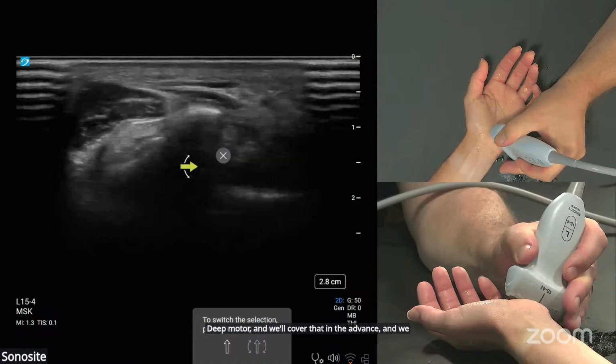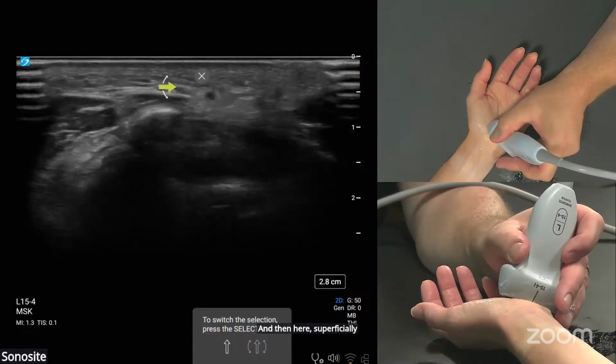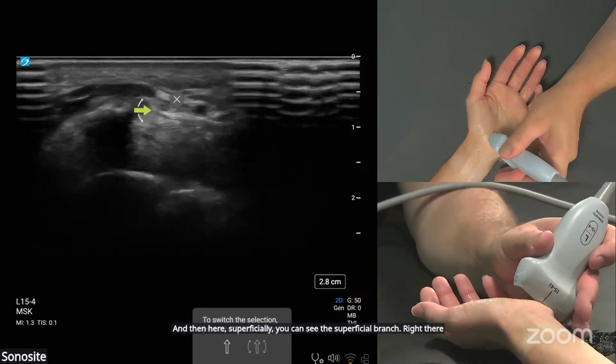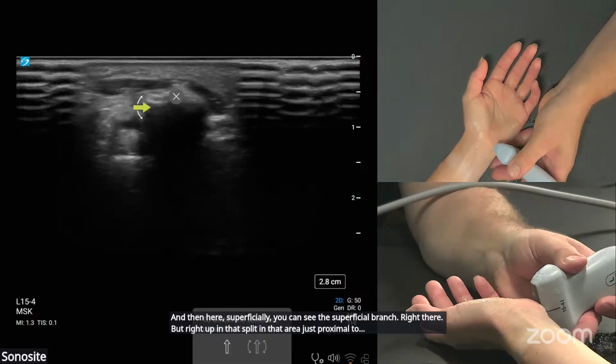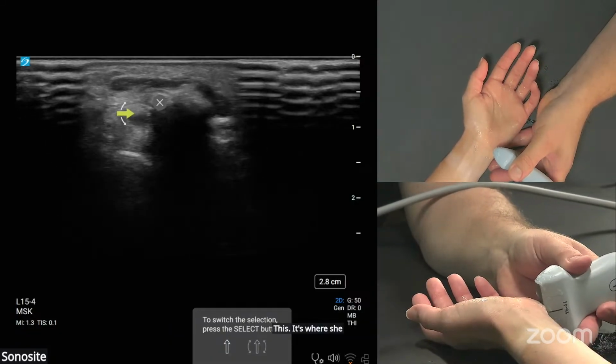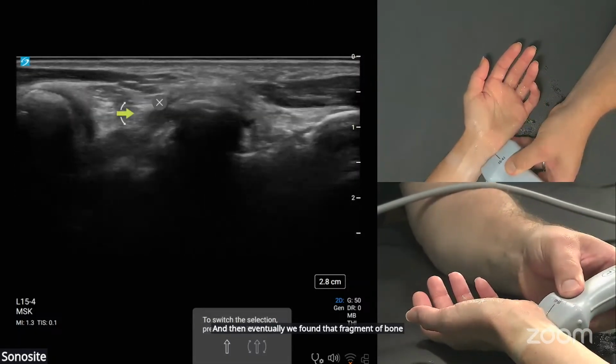And we're going to go down the whole palmar arches. And then here, superficially, you can see the superficial branch right there. But right up in that split, in that area, just proximal to this is where she had a cyst and some fluid. And then eventually we found that fragment of bone, which was not cool.